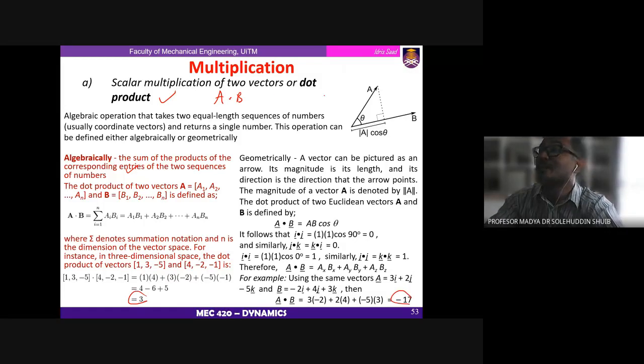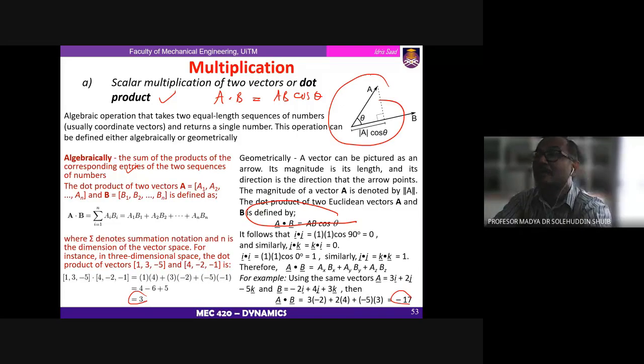Okay, so by definition, A dot B is basically A times B times cosine theta. So the dot product is A dot B equal to A times B cosine theta. This is how it looks like. Okay, this is the dot product.